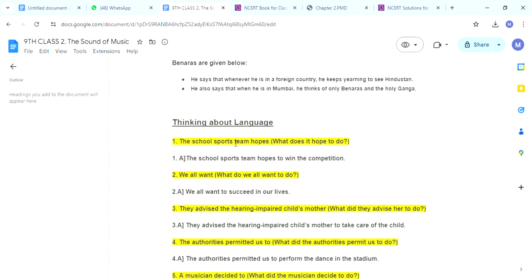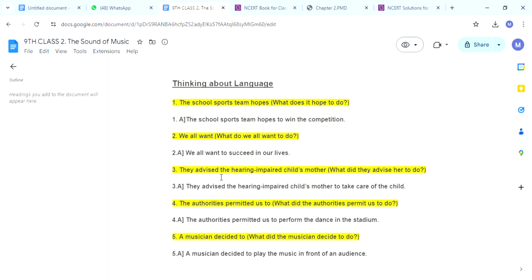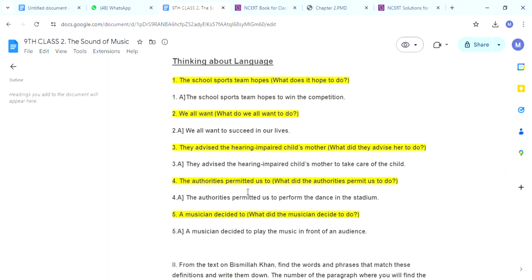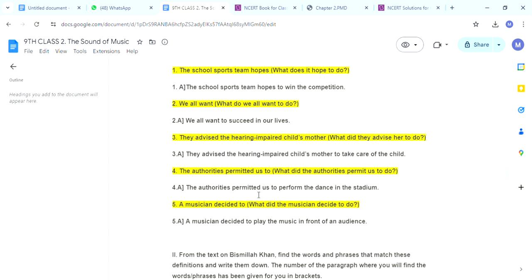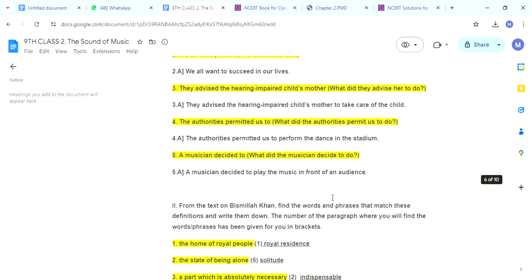Thinking about language. The school sports team hopes. Answer: the school sports team hopes to win the competition. We all want to succeed in our lives. They advise the hearing impaired child's mother. Answer: they advise the hearing impaired child's mother to take care of the child. The authorities permitted us. Answer: the authorities permitted us to perform the dance in the stadium. A musician decided. Answer: a musician decided to play the music in front of an audience.